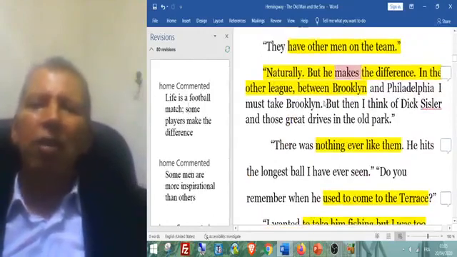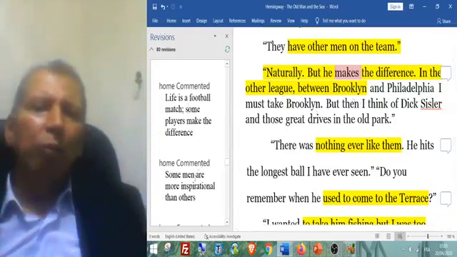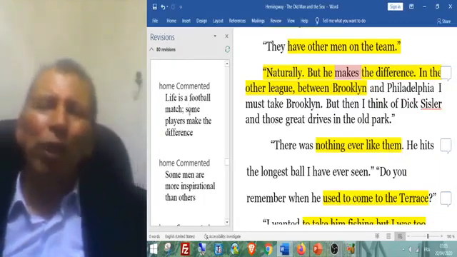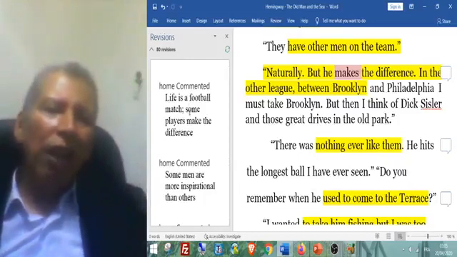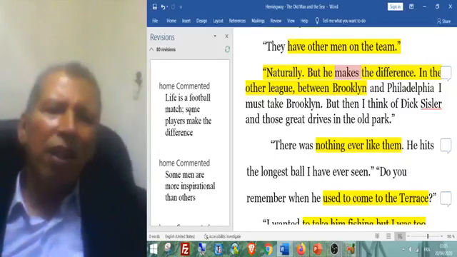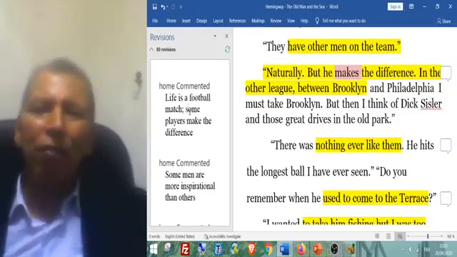"Naturally, but he makes the difference in the other league between Brooklyn and Philadelphia." So what's the use of talking about football in here and the frequent references to football? I think in football some players make the difference, and the same thing in life, some men make the difference in life.